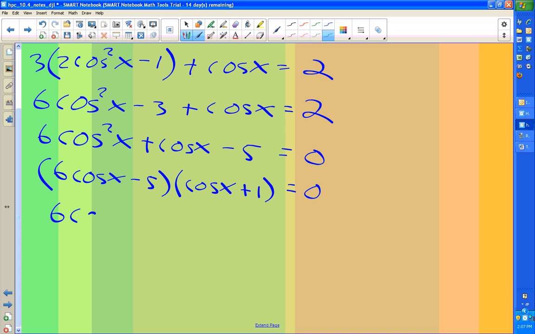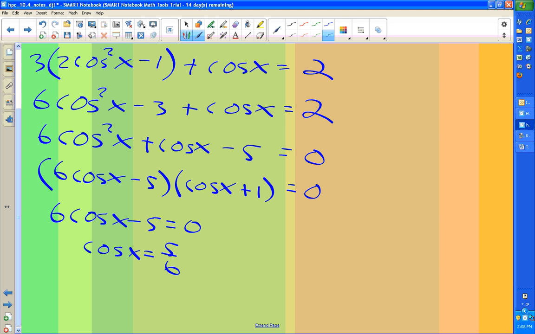So now you have 6 cos x minus 5 equals 0. So cosine of x equals 5 over 6. Bust out the technology.